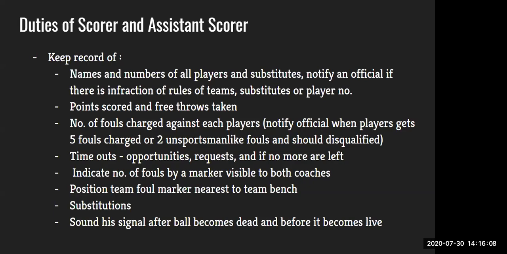So on the score sheet, there should be a separate area for the number of fouls so the coaches can see. Then he keeps a record of the position of the team foul marker nearest to the team bench. Then he has to keep a record of how many substitutions there are. Then he has to keep a record of when the signal sounds before the ball becomes dead or alive. So how many times the ball went outside, how many times the ball became dead, and all of that.